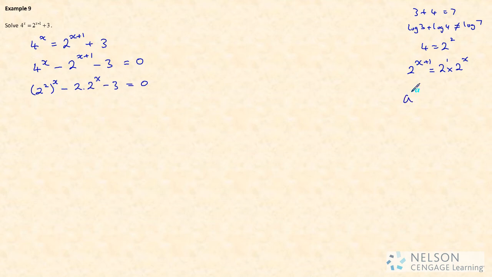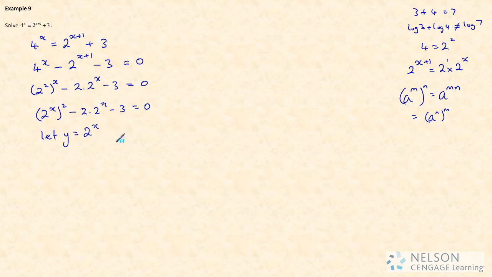Now remember that a to the m to the n is a to the m times n. So we could just as easily write that as a to the n to the m. So this one here is 2 to the x squared, take away 2 lots of 2 to the x, take away 3 equals 0. Let y be equal to 2 to the x, and then you can see that we have y squared take away 2y, take away 3 equals 0.